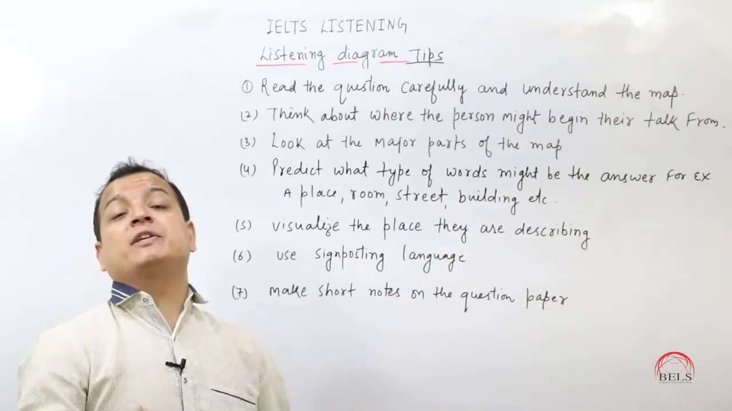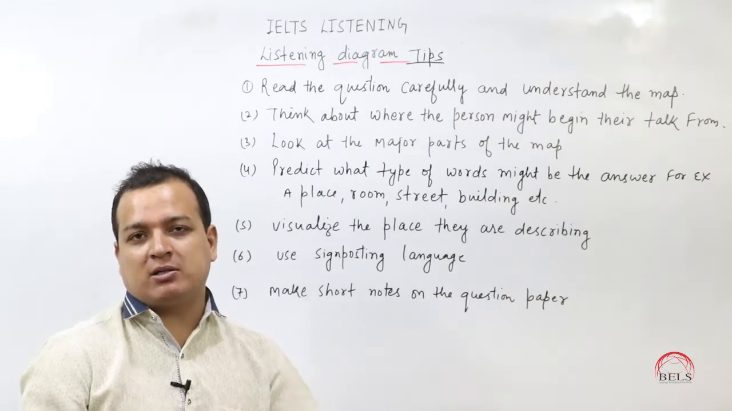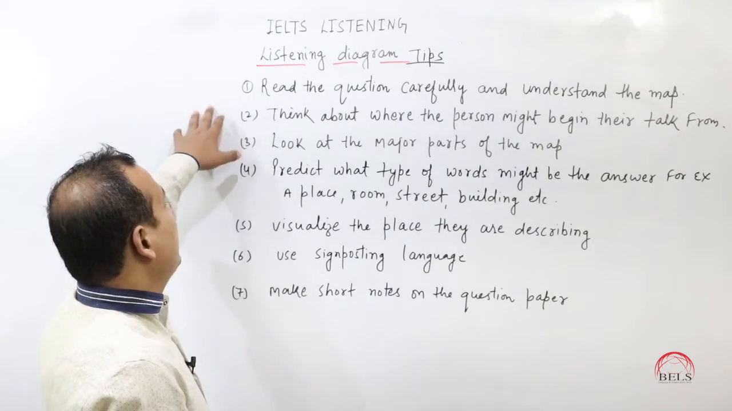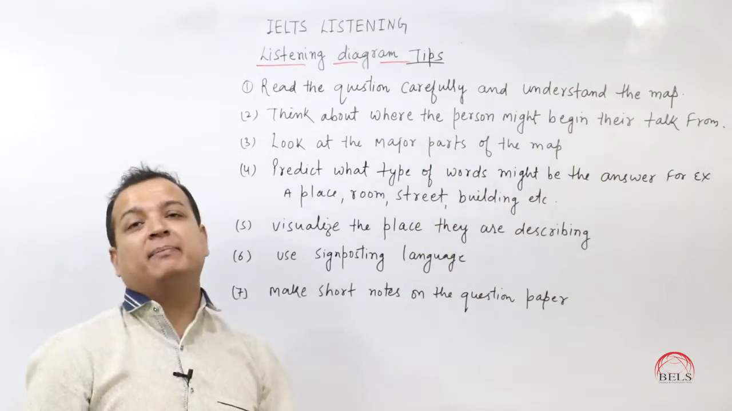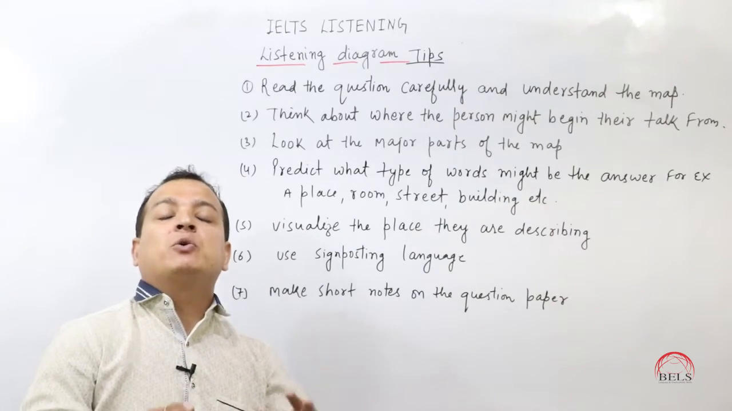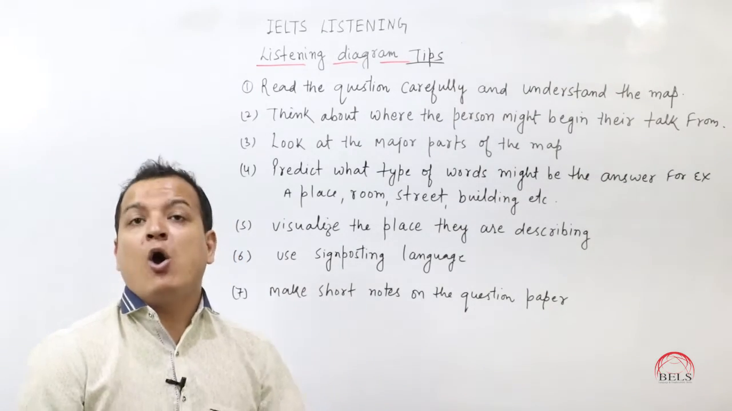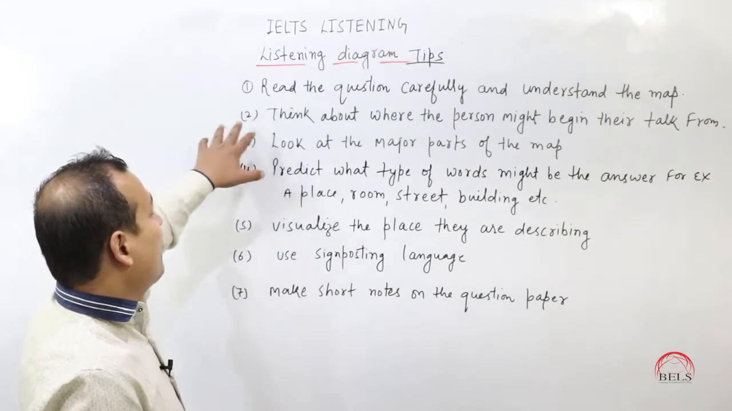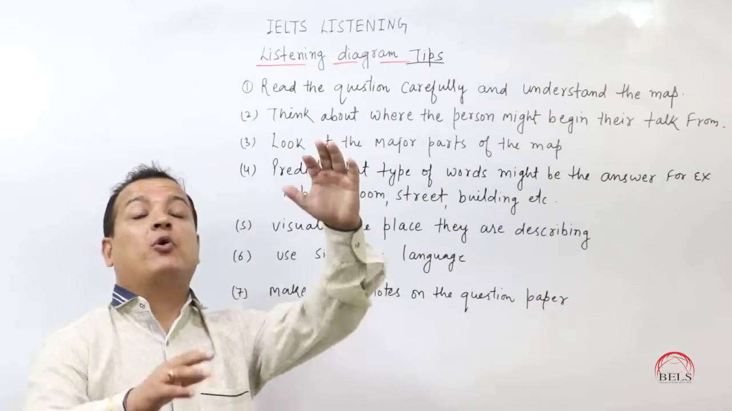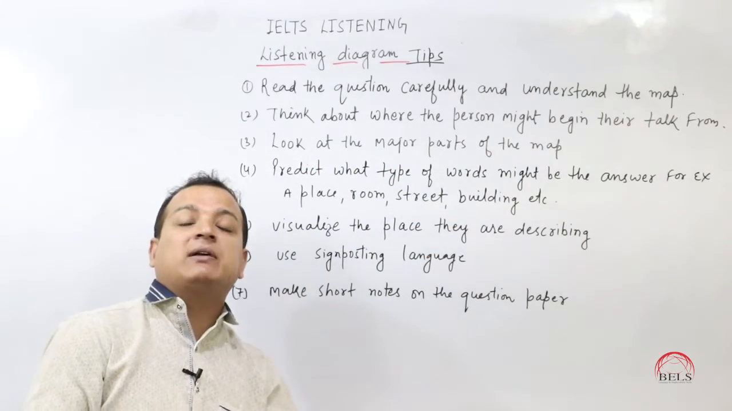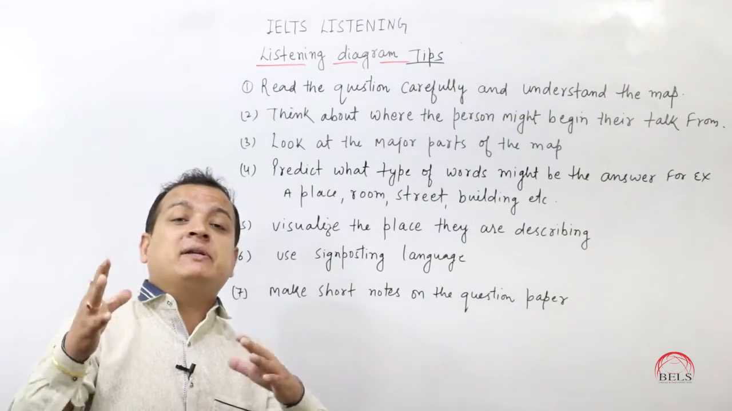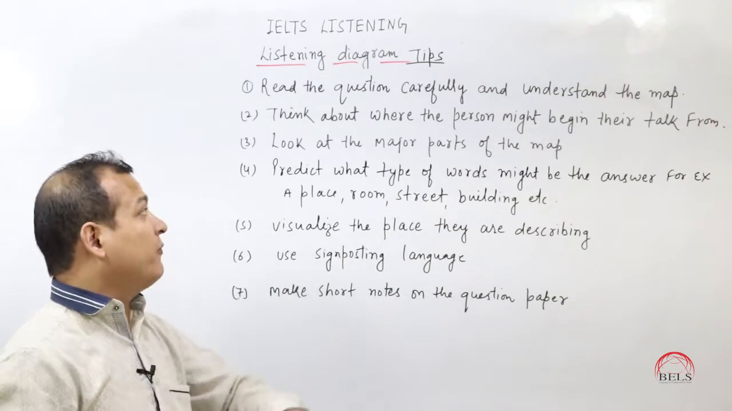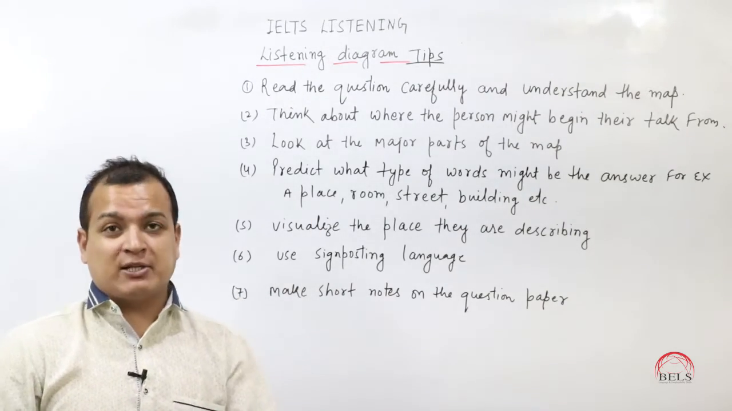Now, there are some tricks to deal with the diagrammatic part of the questions, which you should keep in mind. Number one, read the question carefully and understand the map. It's very important to check whether they have asked for a one word answer or no more than three words, so reading the instructions is very important. Number two, think about where the person might begin their talk from: the left, top, bottom or the right side. It's very important from where he or she is beginning the talk.